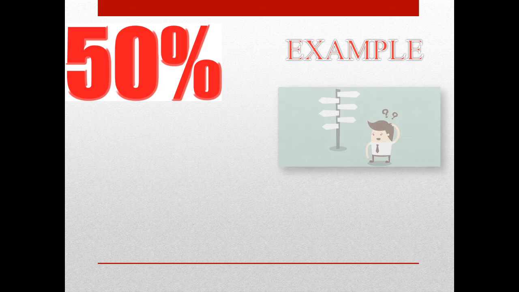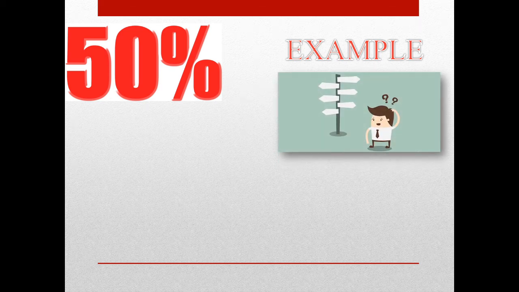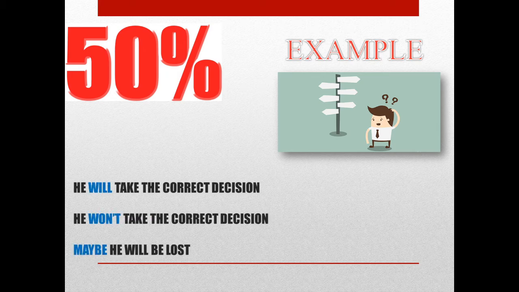We are going to study some examples about the 50%. Okay, as I told you, example. What is the first thing that comes to your mind when you see that picture? It is like that person doesn't know where to go, right? That person is lost. So I have created some examples about this picture. As you can see, he will take the correct decision. Okay, there is a 50% that happens or that doesn't happen.